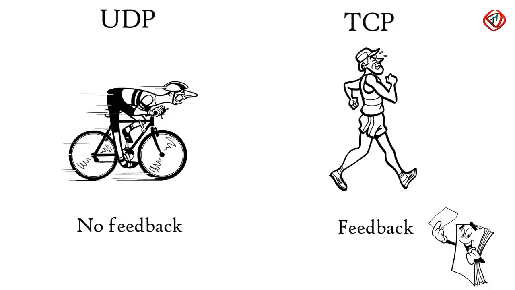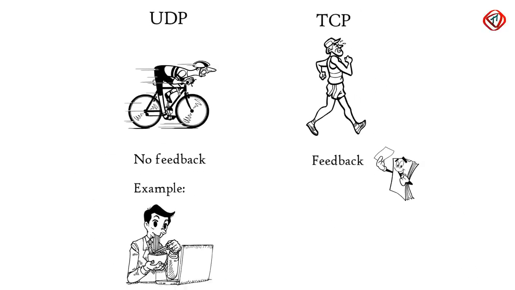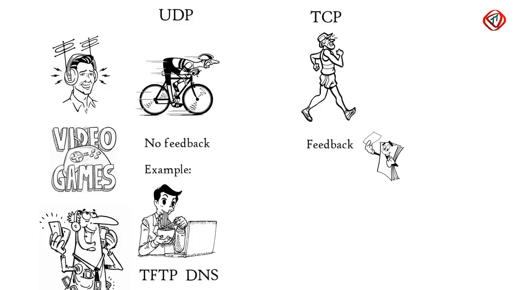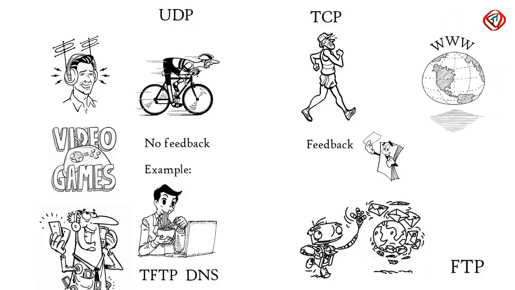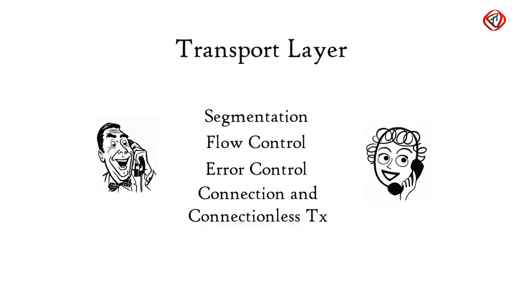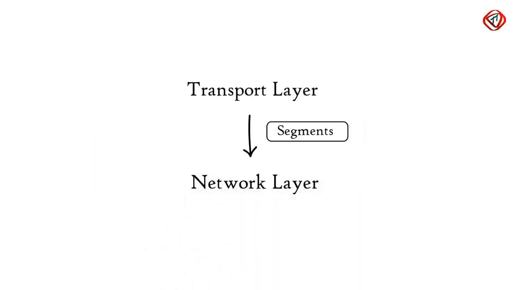UDP is used where it does not matter whether we have received all data. For example, online streaming movies, songs, games, voice over IP, TFTP, DNS, etc. On the other hand, TCP is used where full data delivery is must. For example, World Wide Web, email, FTP, etc. So, transport layer is involved in segmentation, flow control, error control, connection-oriented and connectionless transmission. Transport layer passes data segments to the network layer.